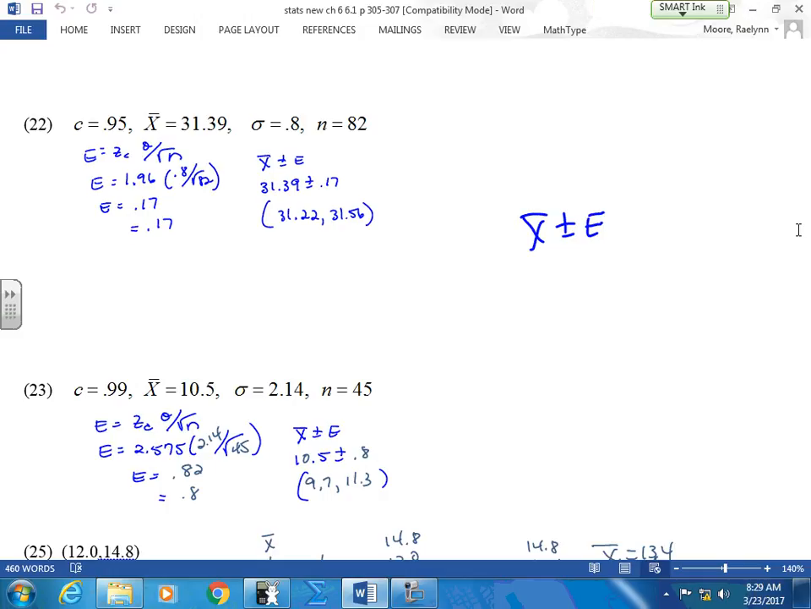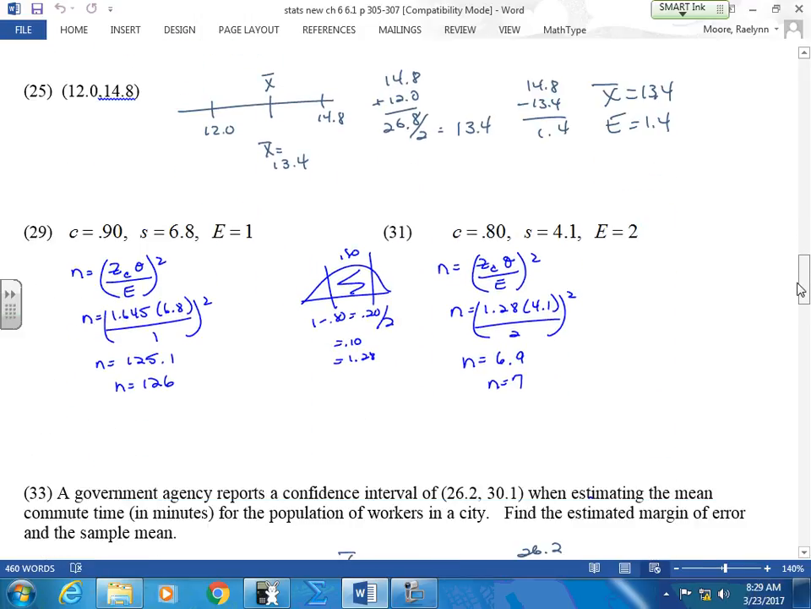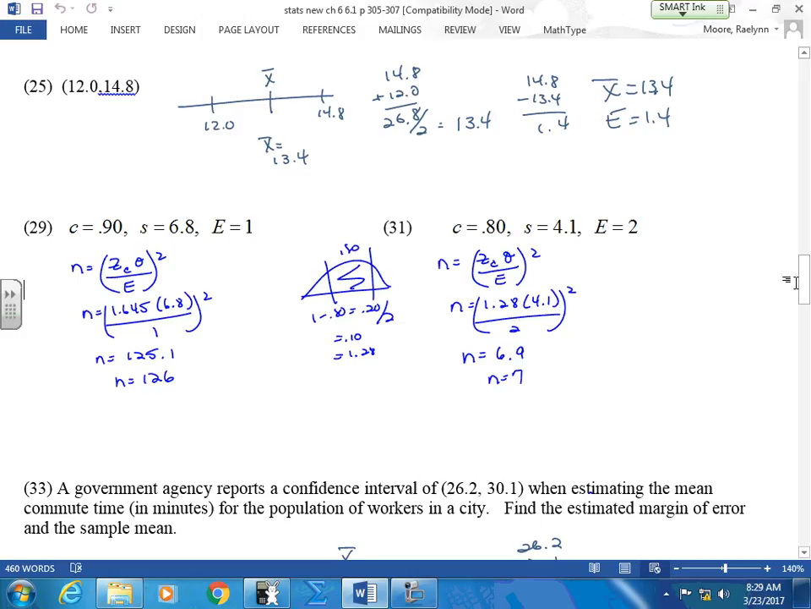Did you have 23? Nope. Just 22. You guys were lucky. I didn't give you a lot. 25? Yep, 25 and 29. 25 is a good one because I gave you the end of the interval and it asked you to find the margin of error, right? So if you have the interval, you have to find the mean first. How do I find the mean between two numbers? The mean is the average. How do I find the average of two things? I add them together, divide by 2. And then the margin of error, just subtract.